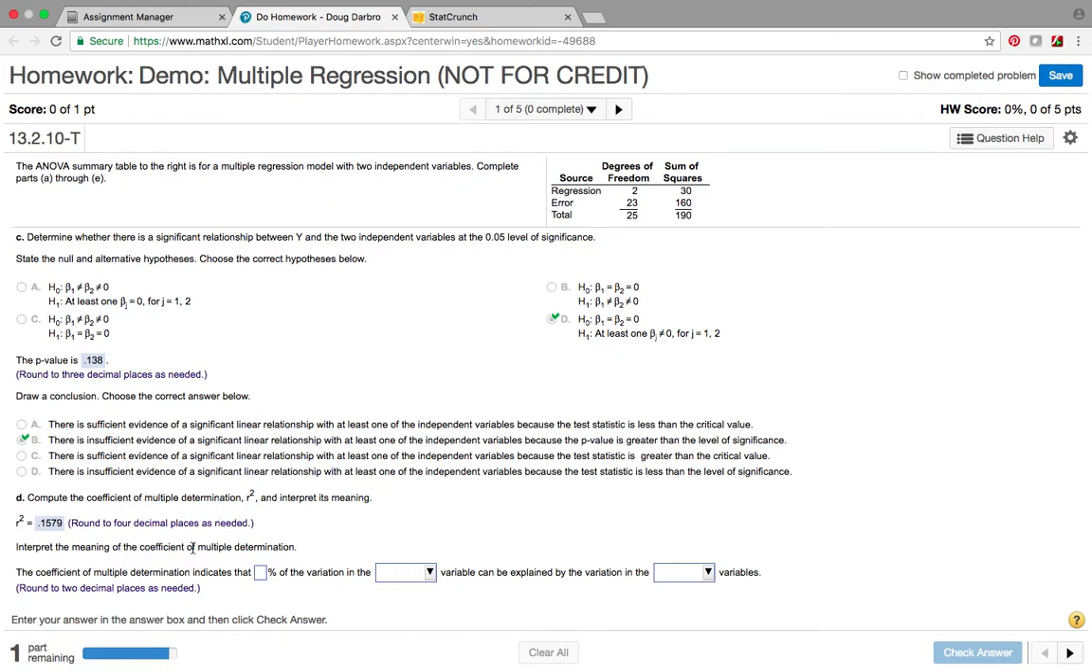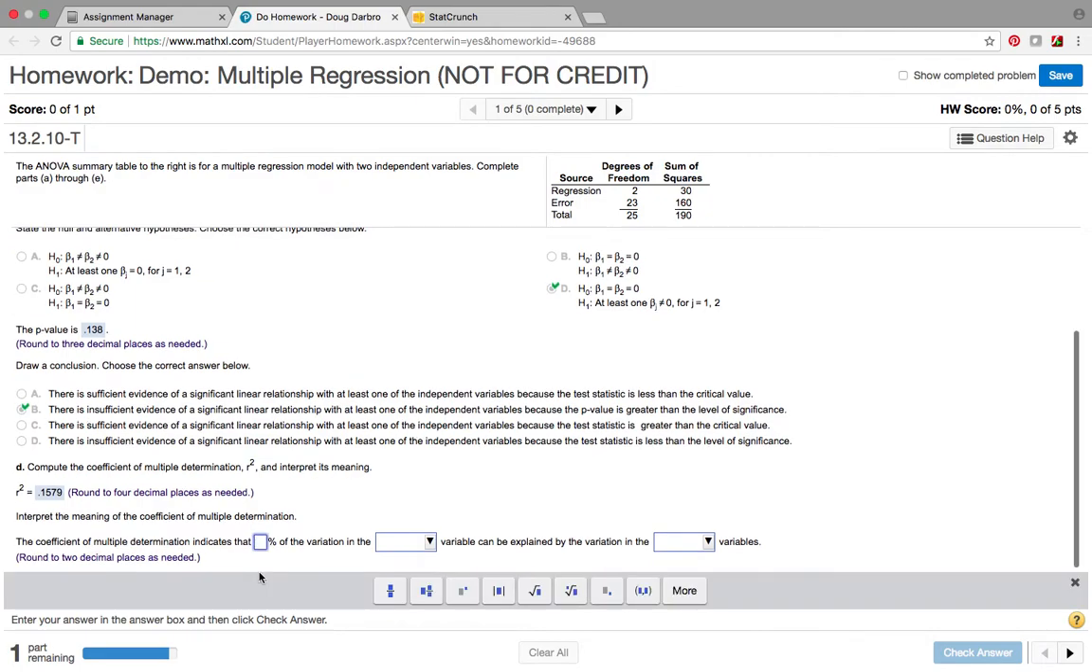Now, interpret the meaning of the coefficient of determination. So the coefficient indicates that 15.79% of the variation in the dependent variable can be explained by the variation in the independent variables.